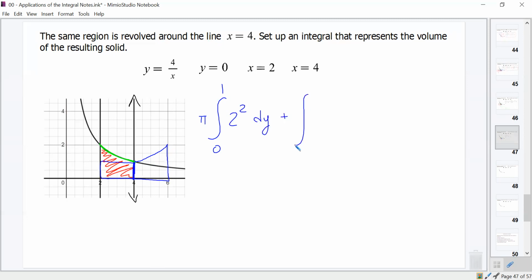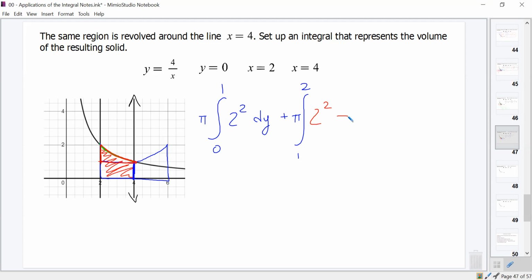And then we're going to add to that pi times the integral from 1 to 2. But this time, because we do have this gap in the middle here, we're revolving the upper piece of it around. We do have a gap. And so our outer radius is still the distance from 2 to 4, which is 2 units, so 2 squared. But now we have to subtract from that our inner radius.